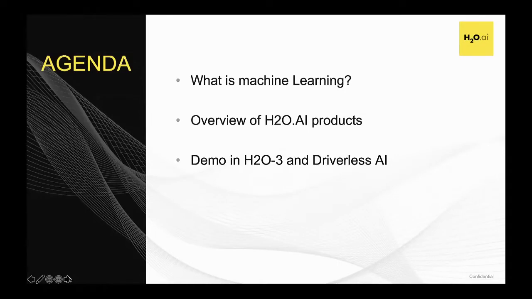So today we're going to be covering, at a high level, what is machine learning, and then I'm going to do an overview of the products that we offer, and I'm going to focus in on two of our products, open source H2O-3 and Driverless AI with a demo. So that's what I'm going to be doing today. So we'll do a little intro, then some information about the products, and then the demos.